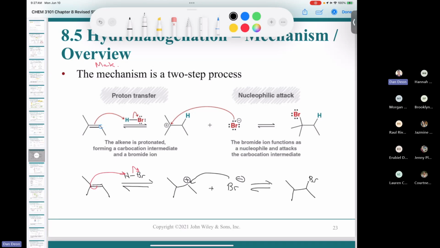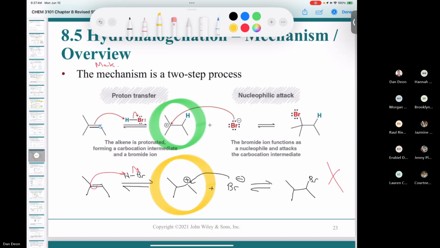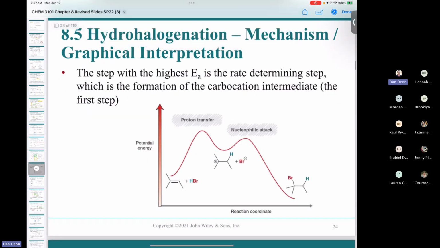But why doesn't this happen? Why does this not happen? It's because of the carbocation. Could anybody tell me why the carbocation in the green circle is so much more stable than the carbocation in the yellow circle? Why is it more stable? Exactly, my friends. You're comparing a tertiary carbocation versus a secondary. Tertiary is way more stable. And so there you go. It's going to have a lower activation energy. That's the whole answer, my friend.